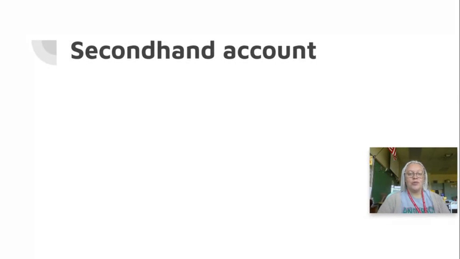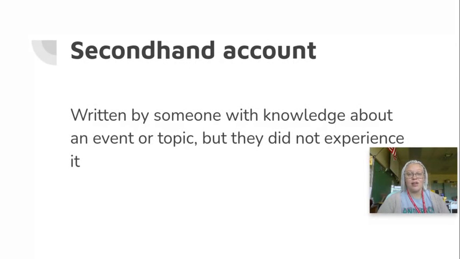And lastly, your next word is the word second-hand account, and this is different than first-hand account. So a second-hand account is written by someone with knowledge about an event or a topic, but they didn't experience it. So the first story that I read to you about Ruby Bridges, it was called Ruby's Story. That was just about her life, and it was written by someone that wasn't there to experience it, but they had to do some research in order to have knowledge about it, to write about it. So these are your 5 words for the week.